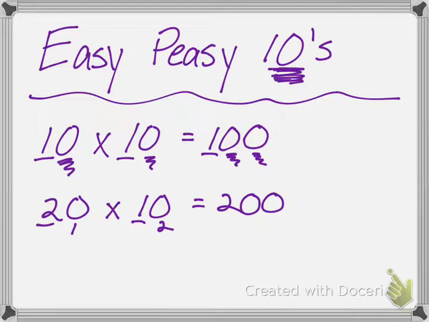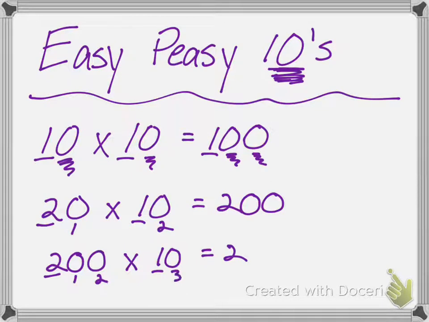The next one I want you to figure out in your head. 200 times 10. Pause the video and see if you can figure out how many zeros that answer is going to have. 2 times 1 is 2. Zeros: 1, 2, 3. There are 3 zeros in the question. That means there's going to be 3 zeros in the answer.